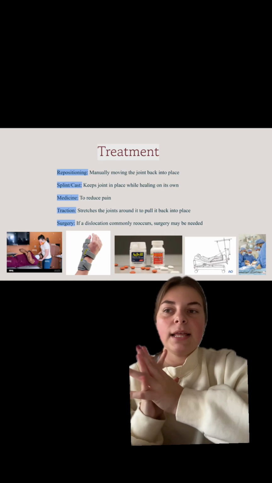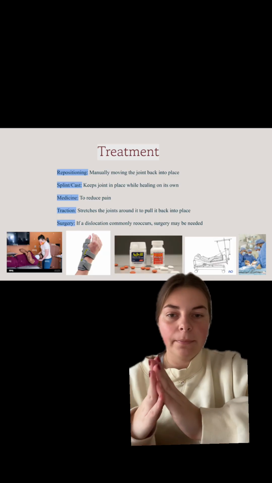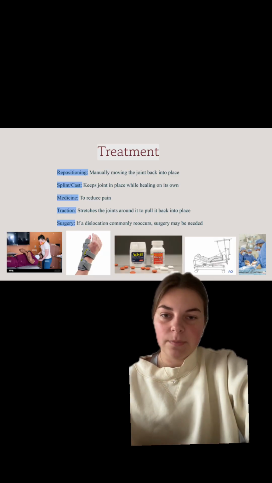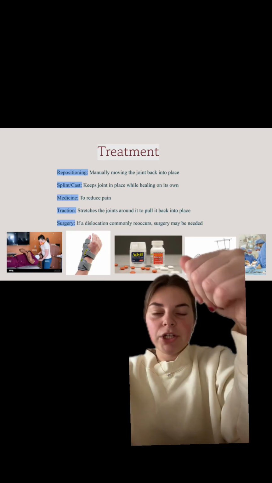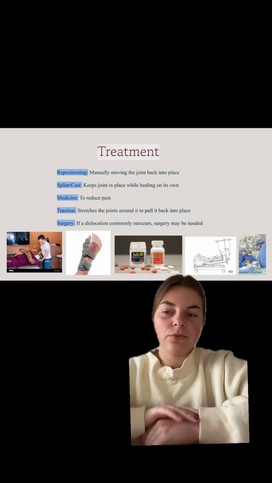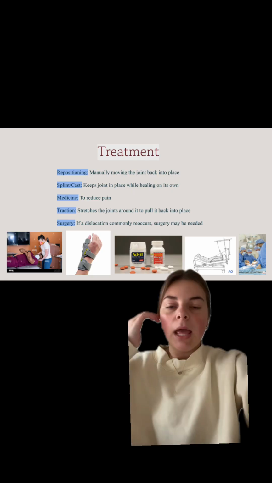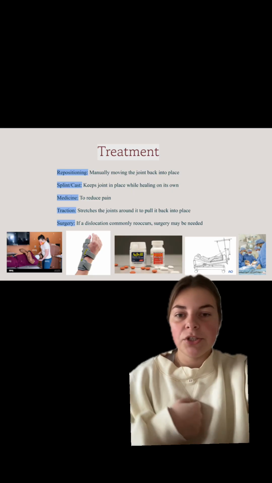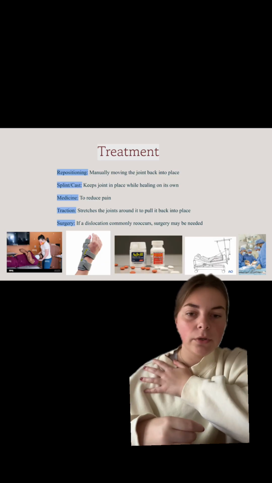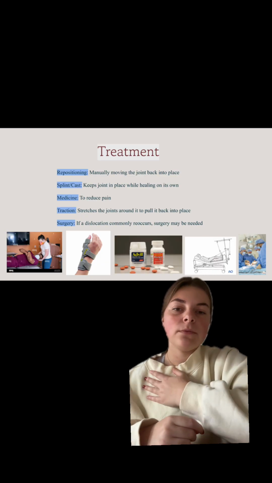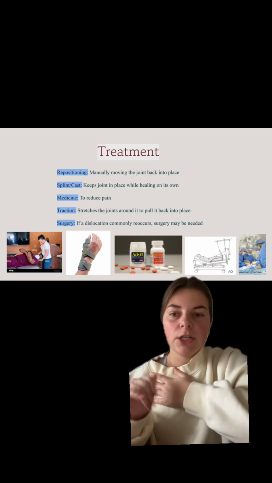Next is medicine. This obviously isn't going to solve the problem, but it will reduce the pain as you are experiencing the pain. And then another thing is called traction. It kind of stretches the joint and pulls it back into place, which is really cool. I never heard of that before this project. And then surgery, you only get surgery for a dislocation if you keep having the same dislocation occur. Like if your shoulder keeps dislocating, they will bring you into surgery to permanently stop the issue.